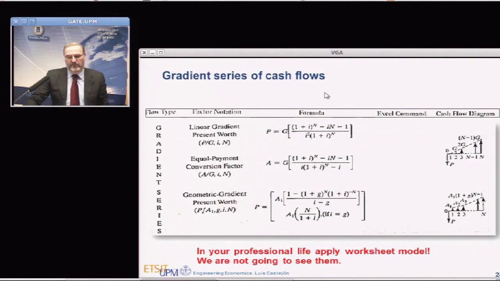The gradient series of cash flows, as I told you before: the periodic payment is not uniform. Now the periodic payment grows at certain rates. For example, it duplicates or triples or quadruples, and in that other case it is a constant growth, for example, 10%, 1 plus G. So those are complicated formulas. The best way in your professional life is to apply a worksheet model. We are not going to see them, but you will find them in textbooks.